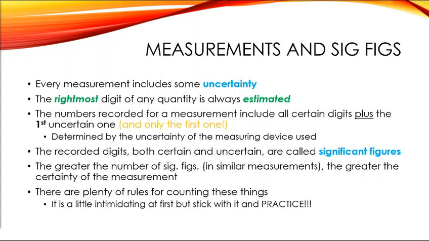You have to give me an estimated digit to tell me where that liquid actually sits. Whenever you see these numbers written out, they're always going to include your certain values, the values that the instrument can tell you specifically, and then one and only one uncertain value. The uncertain value depends on what instrument you're using. If you write these values out correctly, your certain information with one and only one estimated digit, this is what they refer to as your significant figures.